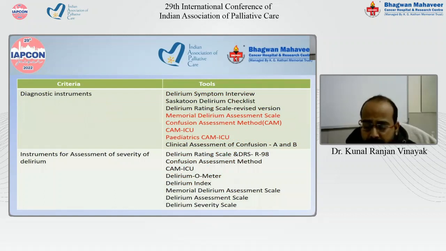Diagnostic instruments, to name a few, include Delirium Symptom Interview, Memorial Delirium Assessment Scale, Confusion Assessment Method, CAM-ICU, Pediatric CAM-ICU, or Clinical Assessment of Confusion A and B. Even Delirium Rating Scale Revised 98 can be used as a diagnostic instrument. To know the severity of delirium, a few scales that can be used are CAM, Delirium Rating Scale and Delirium Rating Scale Revised 98, CAM-ICU, Delirium-O-Meter, Delirium Index, Memorial Delirium Assessment Scale, Delirium Assessment Scale, or Delirium Severity Scale.